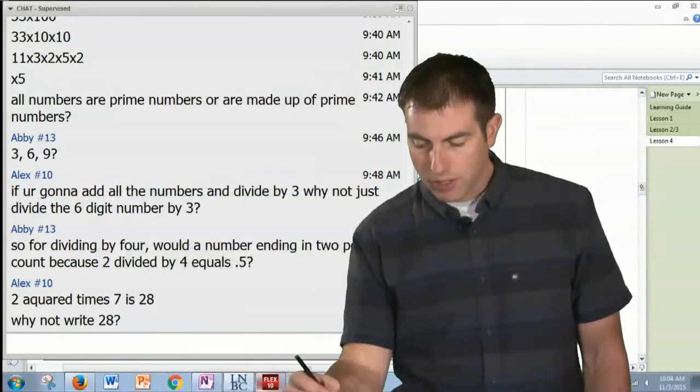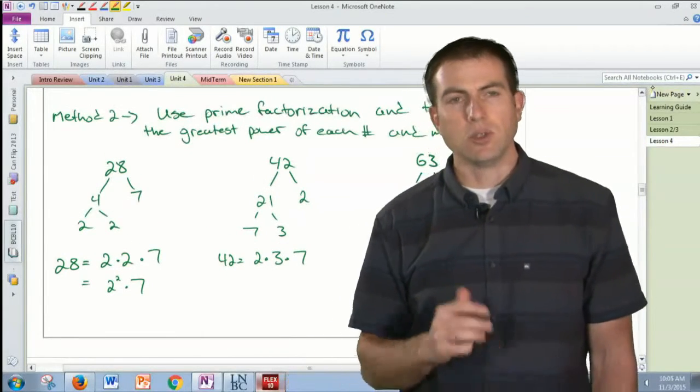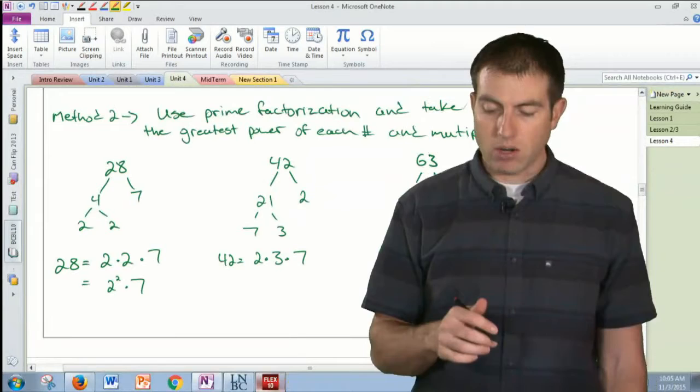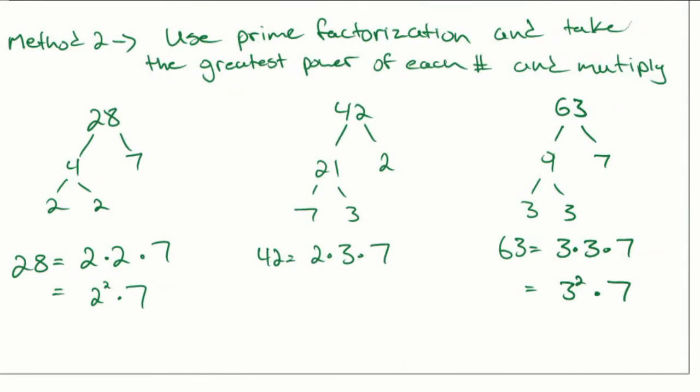So if I go back up to how I defined what we were going to do here, method 2: use prime factorization and take the greatest power of each number and multiply them. So I'm still trying to find the least common multiple of these numbers, the LCM. I'm going to take the greatest power of each number. So I see 2. What was the greatest power of 2 I had? I see I have a 2 squared here. So I'm going to steal that 2 squared, and I'm going to start with 2 squared.